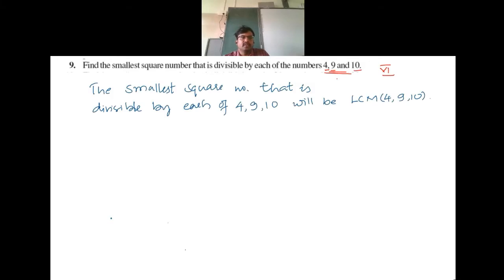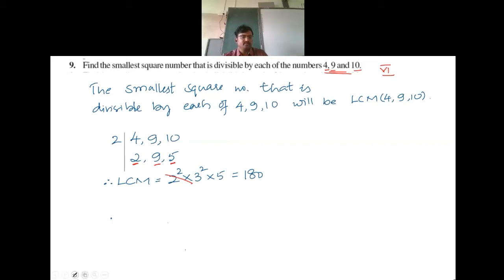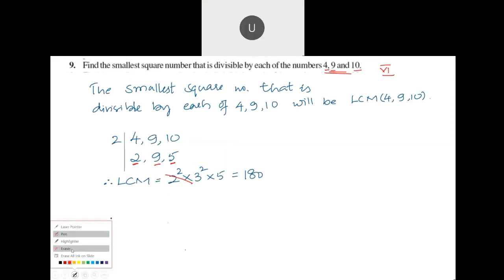So the smallest square number that is divisible by each of 4, 9, 10 will be the LCM of 4, 9, 10. We know how to find the LCM. We have to take the numbers and do prime factorization. When you divide by 2, 2 2s are 4, 2 5s are 10, 9 is written as it is. Now this is divisible by 2, this is divisible by 5, further this is divisible by 3 times. So finally we get the LCM as 180. So 180 is the LCM.